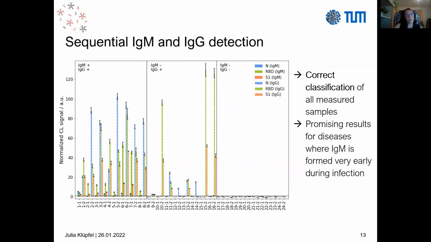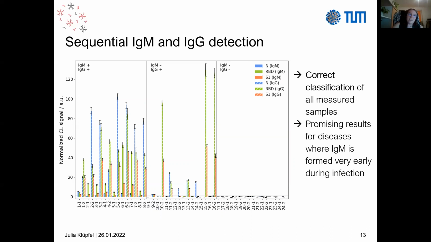We tested this with 24 samples, and as you can see here, the samples that were negative for IgM and IgG showed values below the cutoff in all measurements, so in the IgM and the IgG measurements. The samples that were positive for both showed values above the cutoff in all of the measurements. And the samples that were positive for IgG only show values below the cutoff for the IgM measurement and then above the cutoff for the subsequent IgG measurement. So all samples were classified correctly.